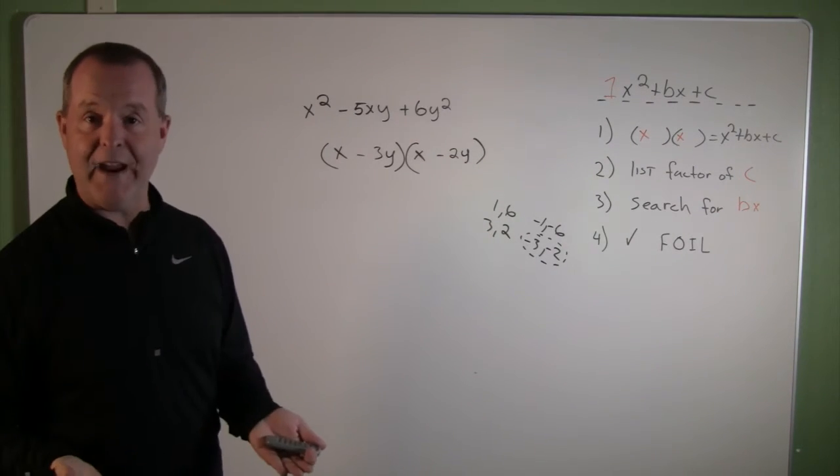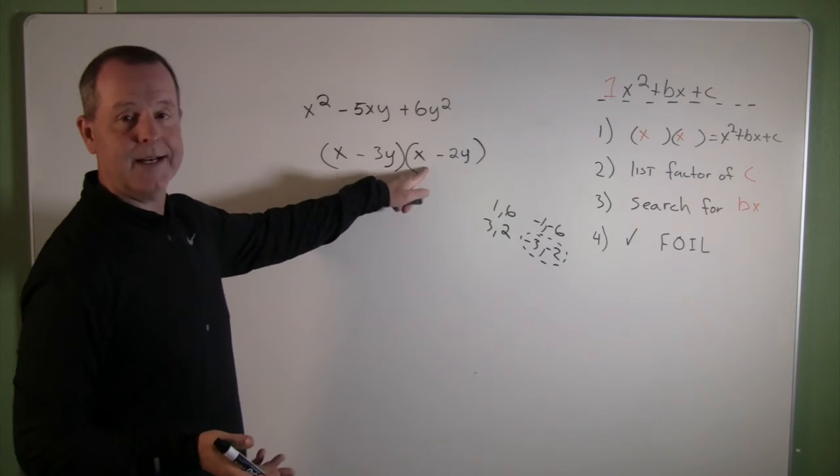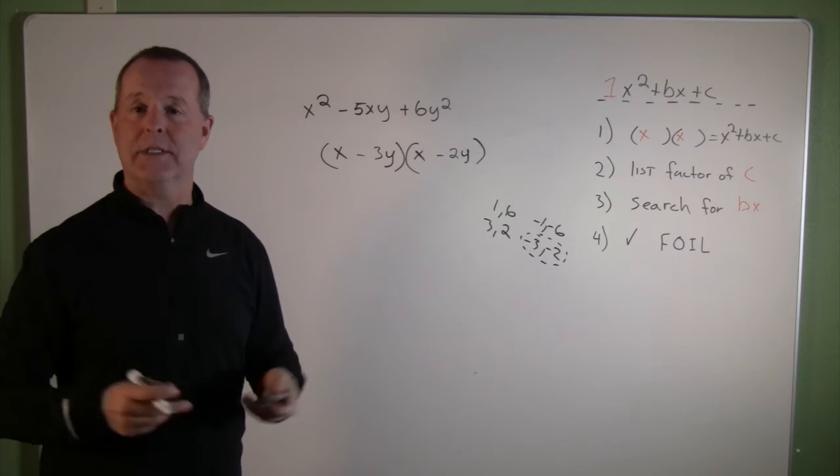So my resulting factorization of this initial trinomial is x minus 3y and x minus 2y. And now it's completely factored.